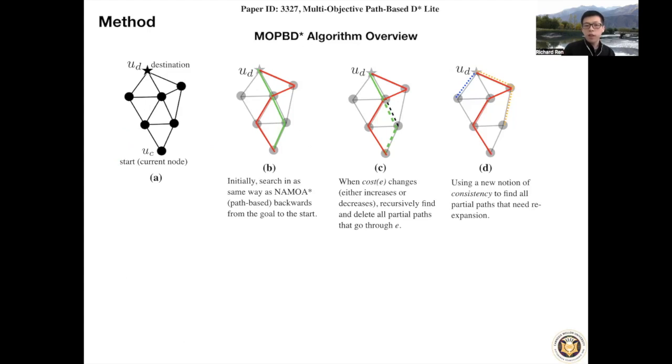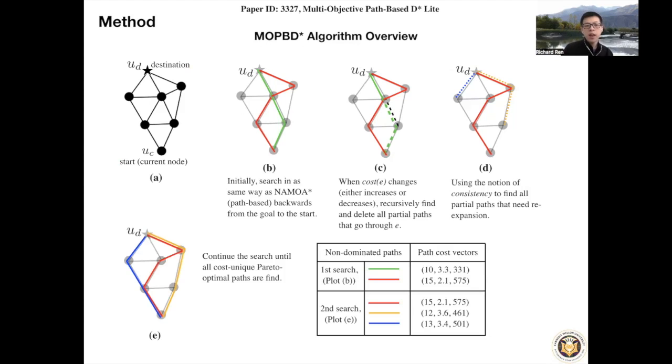When the cost of an edge changes, we will first recursively find all the partial solution paths that go through this edge and delete them. And then we will use a new notion of consistency to find all the partial solution paths that need to be re-expanded. And then we will continue the search until all the cost-unique Pareto optimal solutions are found. And by doing so, we're able to reuse previous search efforts.